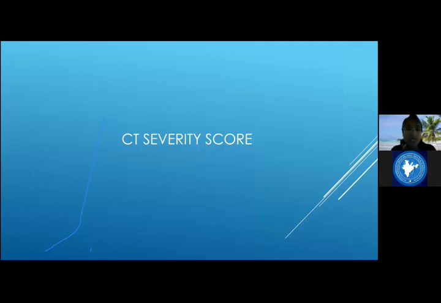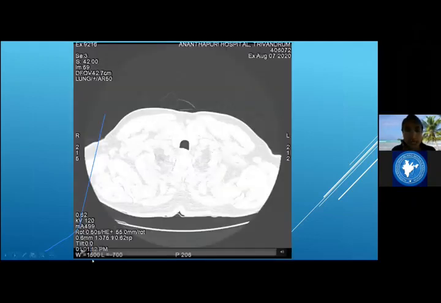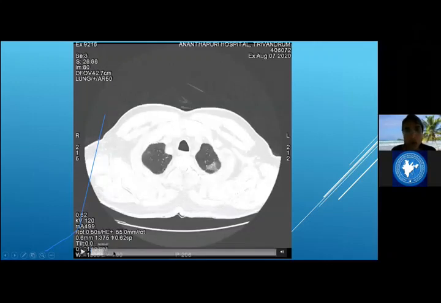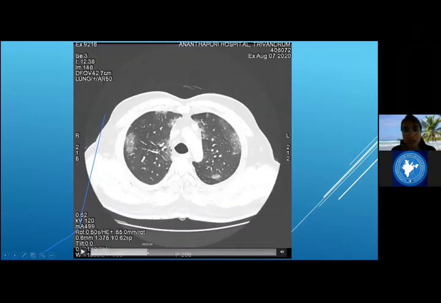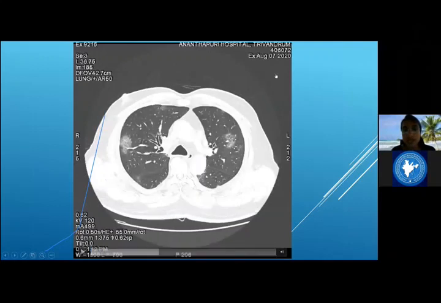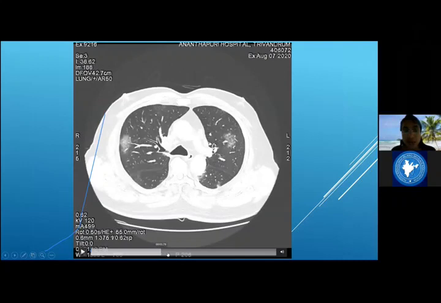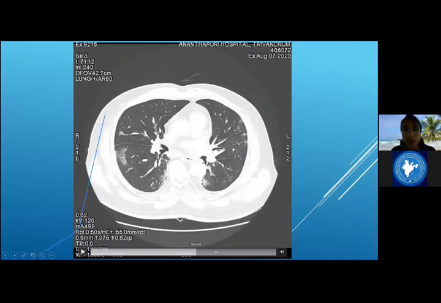So I'll just show you two cases, just to show how we are reporting. This is a case which was taken in our hospital on August 7th. This patient is a 60-year-old male coming with progressive shortness of breath. He was not a known COVID patient.